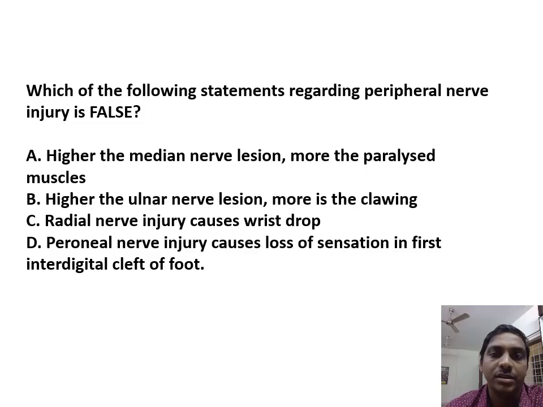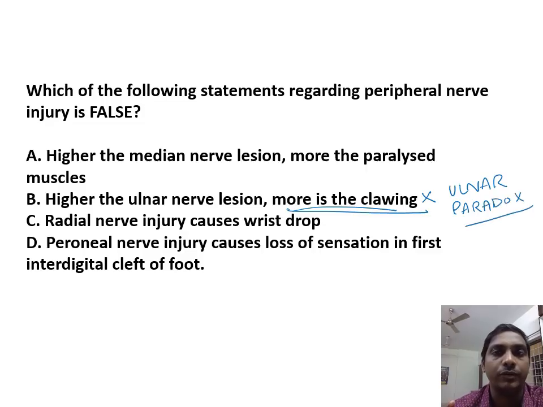Which of the following statements regarding peripheral nerve injury is false? Higher the median nerve lesion, more the paralyzed muscles, obviously. Higher the ulnar nerve lesion, more is the clawing. This is not true, because the ulnar paradox occurs. That means the higher the lesion, there is paralysis of flexor digitorum profundus also, so less clawing.